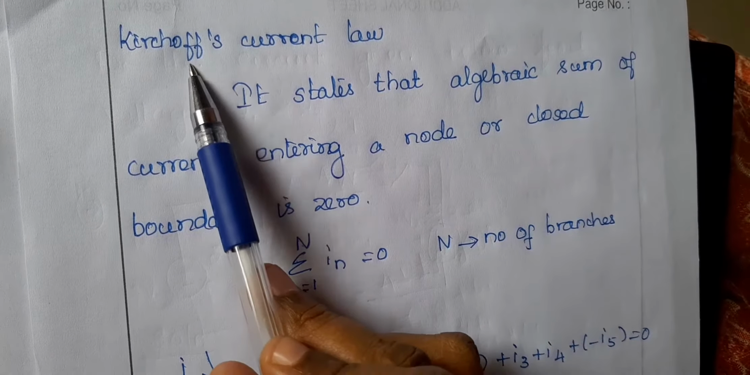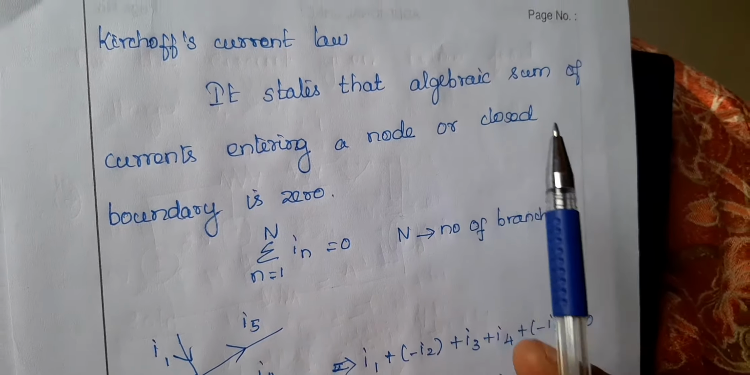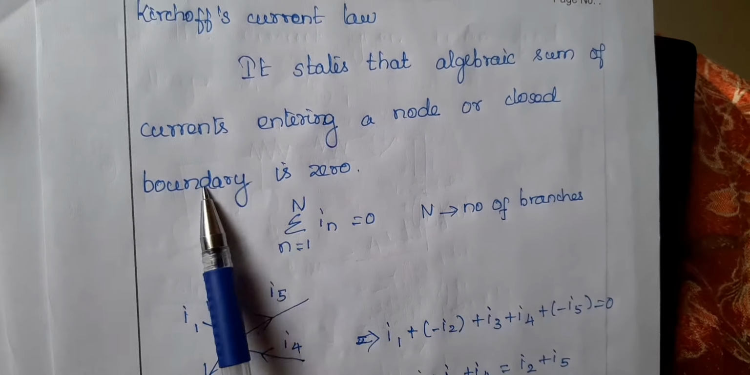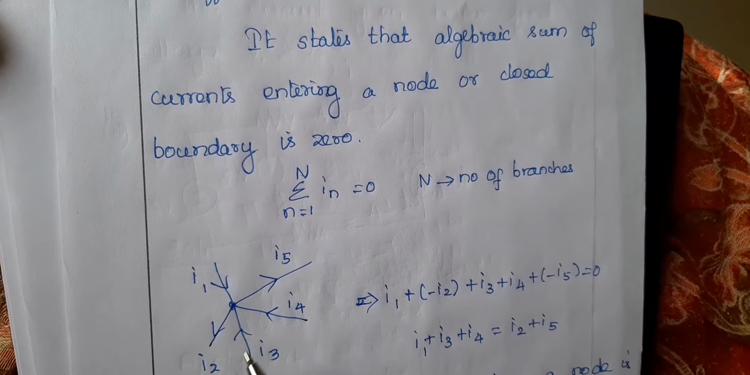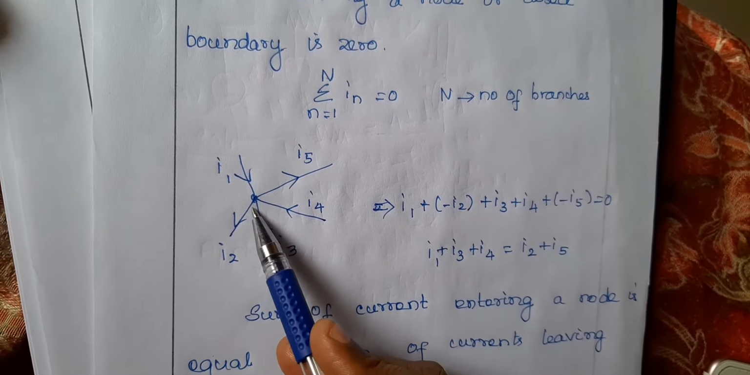The next topic is Kirchhoff's current law. Kirchhoff's current law states that the algebraic sum of current entering the node or closed boundary is 0. The other statement is that the sum of the entering current is equal to the sum of the leaving current.